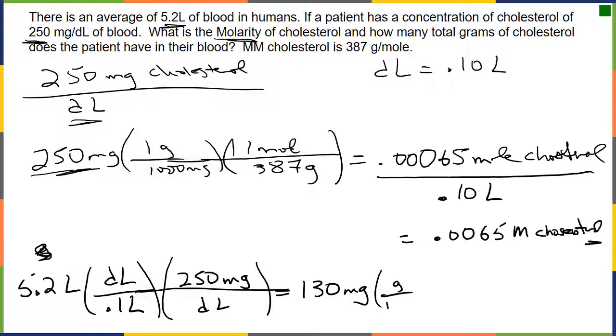We know there's a gram for every 1,000 milligrams. This is going to give us a total of 0.130 grams of cholesterol in your entire blood.